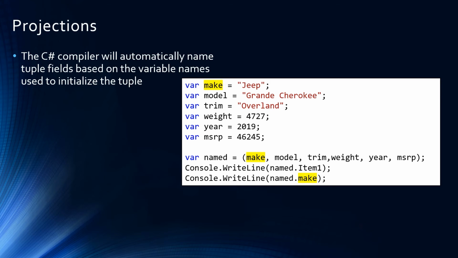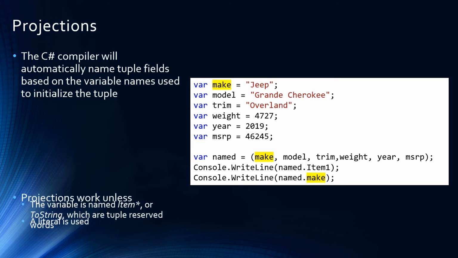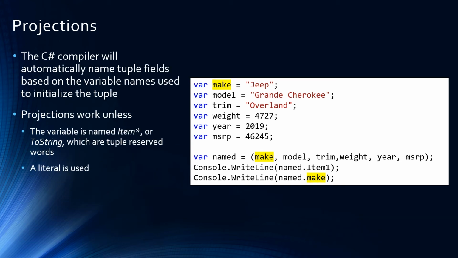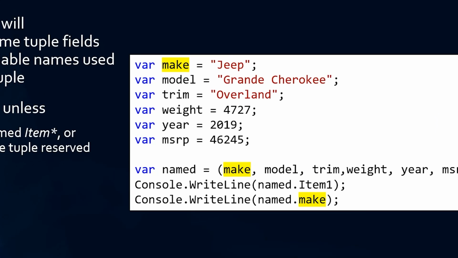So projections always work, unless the variable we're initializing the projection from has the format Item1, Item2, etc., or ToString. Those are both reserved words in a tuple. Or if a literal is used, then the name of that field simply becomes Item plus whatever the number is. And the items are always 1, 2, 3, 4, 5, starting at the beginning. Even if there are some field names that obscure the item names, they still maintain the sequence.